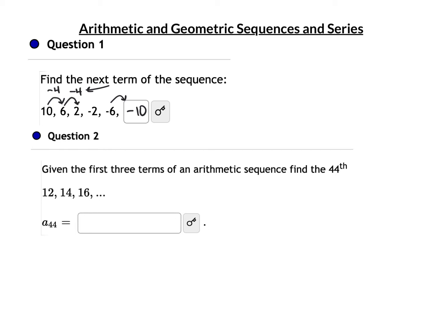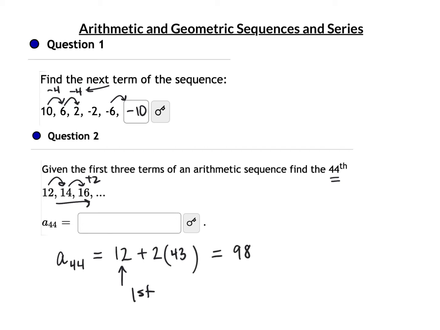Here's another arithmetic sequence. We're going to find the 44th term in the list. A sub 44 can be found by starting at the first term, 12, and we add 2 every time we move. Add 2 is the common difference. We're adding 2 over and over and over. Because we're starting at the first term, to get to the 44th term, we only need to move 43 places in this list of numbers. 2 times 43 is 86, plus 12 is 98. 98 would be the 44th term in that list of numbers.